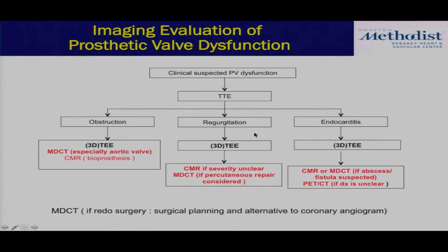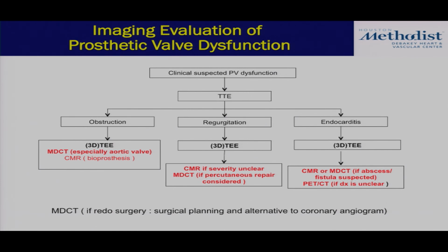On the right-hand side, if you're dealing with regurgitation, then TEE could be a modality, but this is where I think CMR could be very useful to quantify the severity of the regurgitation and look at the remodeling of the ventricle. And then CT could be helpful if you're thinking about doing percutaneous repair, to help localize the exact location of the defect. Obviously, it'll be important to standardize the nomenclature so that the CT folks and the echocardiographers are speaking the same language.